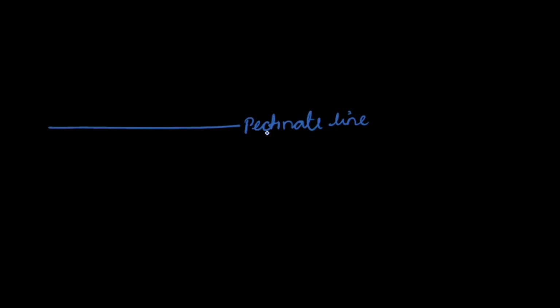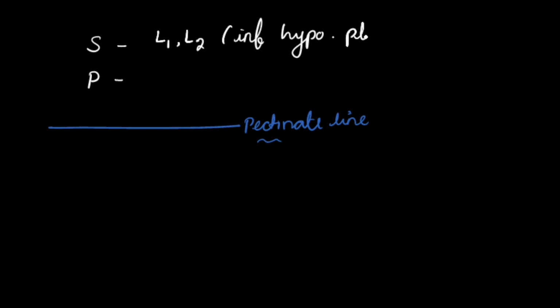So here comes our major marker, that is the pectinate line. Above the pectinate line, it is endodermal in origin, and below the pectinate line, it is ectodermal in origin. So above the pectinate line, sympathetic and parasympathetic activity both will be there, and sympathetic activity will be through L1 and L2 through the inferior hypogastric plexus. If you have any doubt regarding the enteric nervous system, I will give the link above. You just check out that particular video. And parasympathetic activity is through S2, S3 and S4.